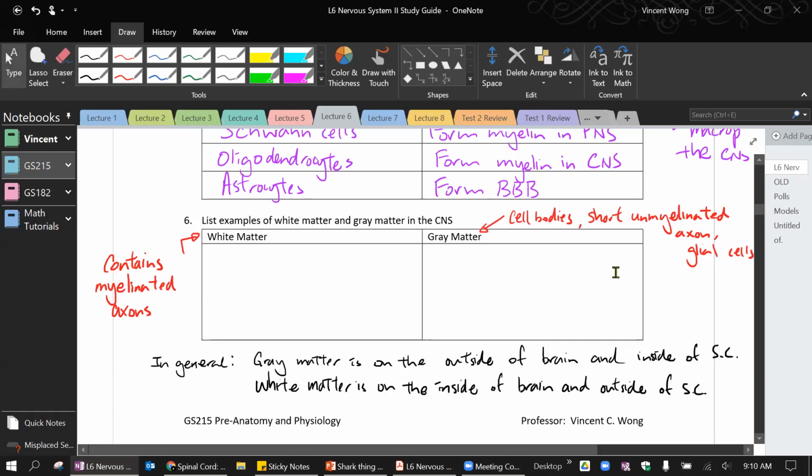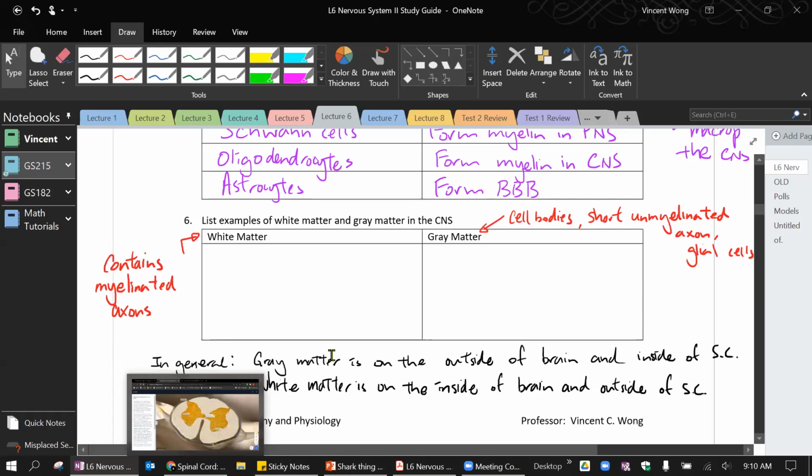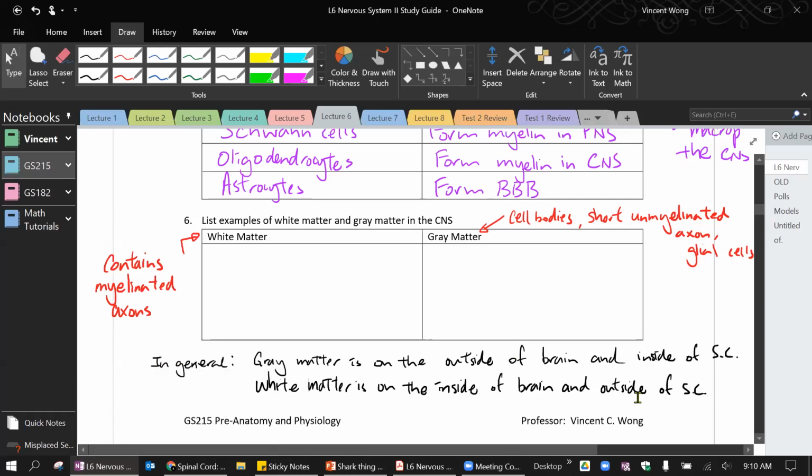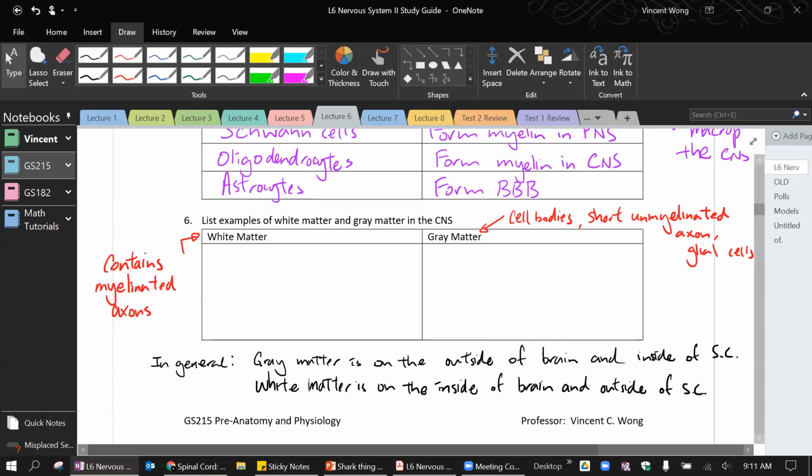Let me show you the picture, the model of our spinal cord in a bit. I'm just waiting for you to copy what you need to. Then we're going to go back to the model.